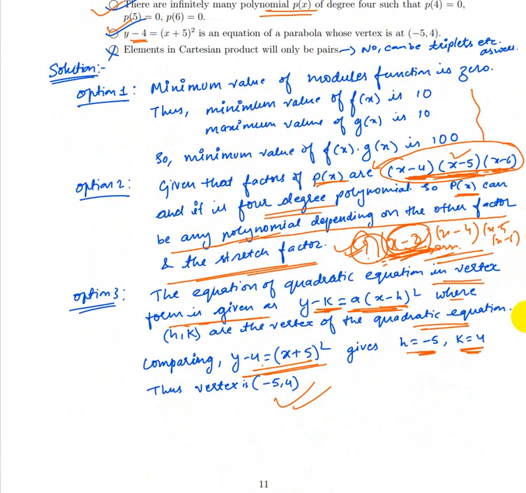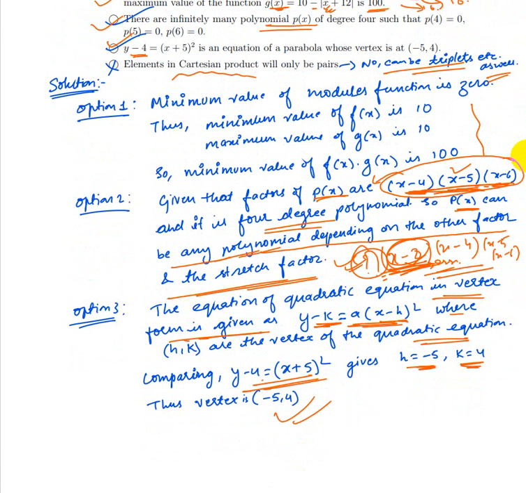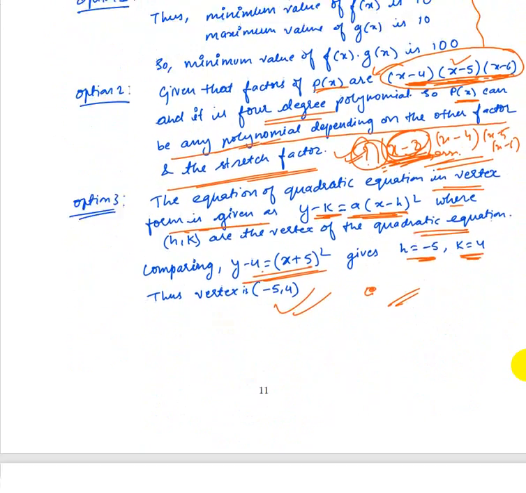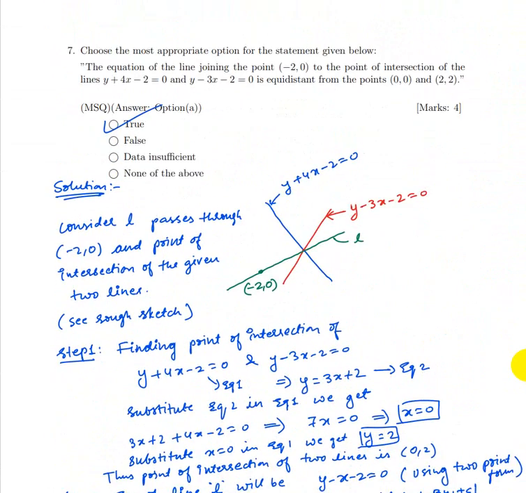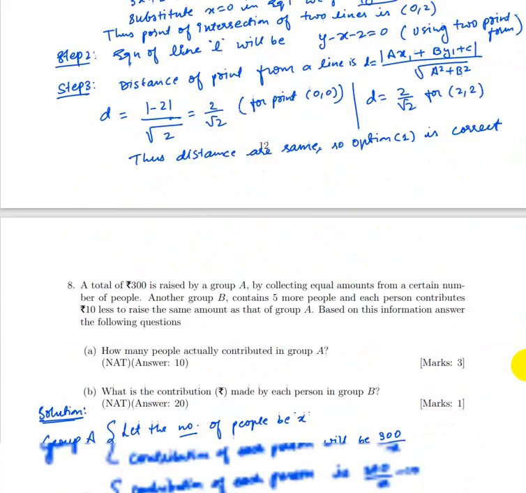Elements in a Cartesian product will only be in pairs. So no, they can be triplets, etc. Okay, so Cartesian products can be triplets also, because if we find the Cartesian product of one product with another set, we can have triplets also. Okay, so let's move ahead. This is question number 7.